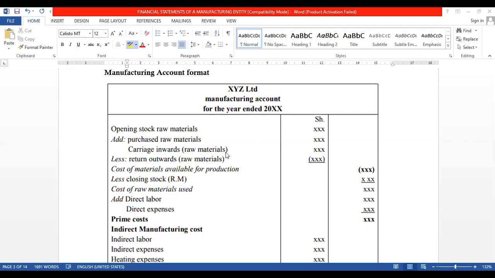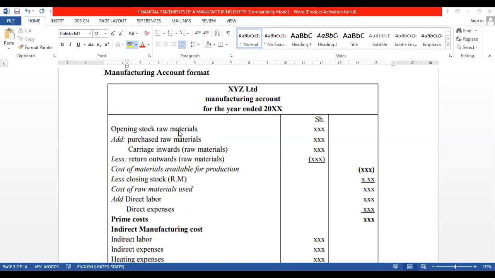And therefore, this is the way a manufacturing account will look like. Of course, it starts with the name of the business. In this case, we have XYZ Limited manufacturing account for the year ended. You put in a date there, right? 31st December 2019, or whatever date you've been given. And manufacturing account will start with what we call opening stock, lakini ya raw materials. Can you see that? This is different from the normal opening stock of a trading profit and loss account.